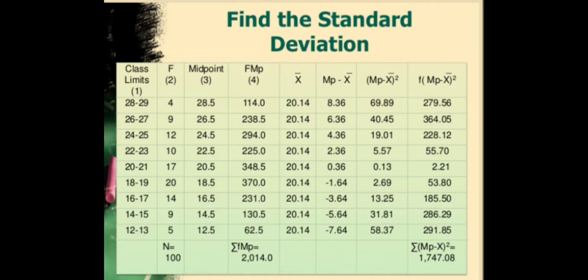FMP means column second and column third. 28.5 multiplied by 4, that is equal to 114. 9 into 26.5, 235.5, is it? And so on we can continue.